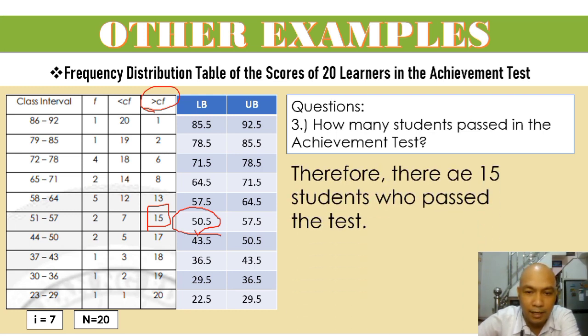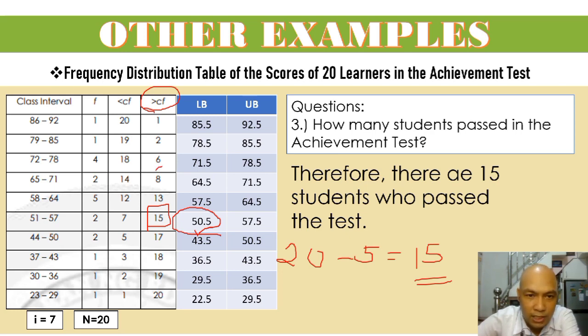Pero, syempre, pinakamadali, ang total natin ay 20. Ang bumagsak ay 5. Syempre, ang matitira dyan ay 15. So, ganun lang kadali yung number of students who passed the examination. Pero, ganun yung pag-a-analyze kapag ang gamit natin ay frequency distribution.